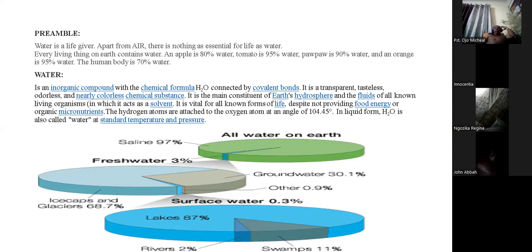Now, if we are to look at the fresh water, that means we have groundwater, we have the ice caps or the glaciers. If you go to the polar regions like the Arctic and the Antarctic regions in the north and southern poles of our world.